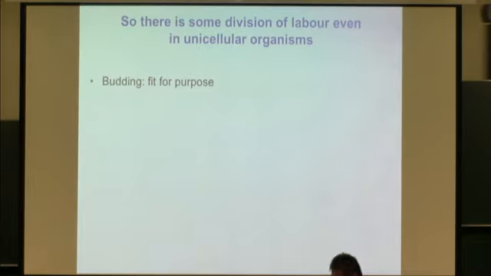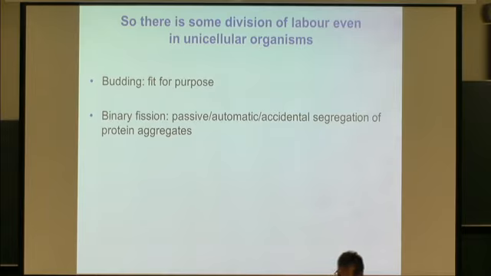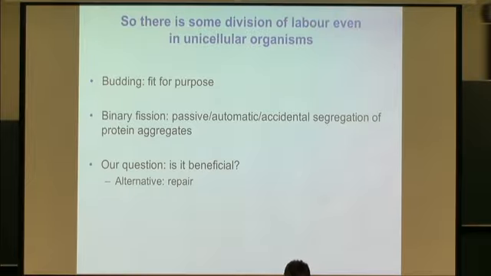So budding, I think, is fit for the purpose of segregation of damage, whereas fission is less fit for purpose, where the segregation of damage is kind of accidental. If you have a few protein aggregates, they are more likely to end up in the old pole cell than the new pole cell because of passive diffusion and restriction of diffusion by the nucleus, so no active mechanism. Our question was whether it is beneficial to have this damage segregation, and that of course is a question of whether there isn't a better alternative.